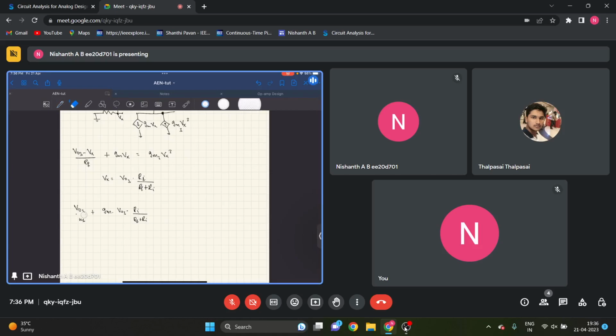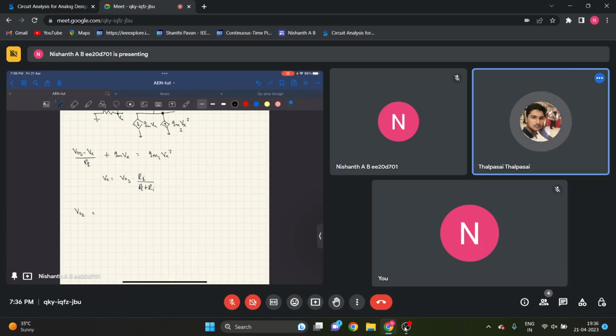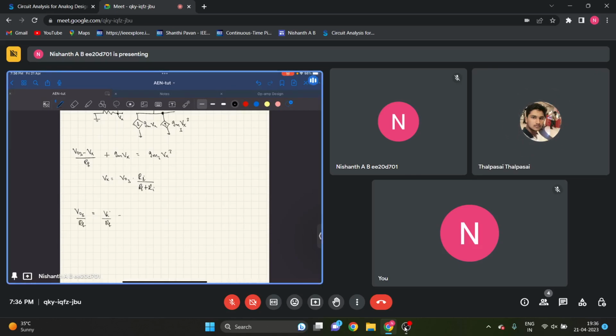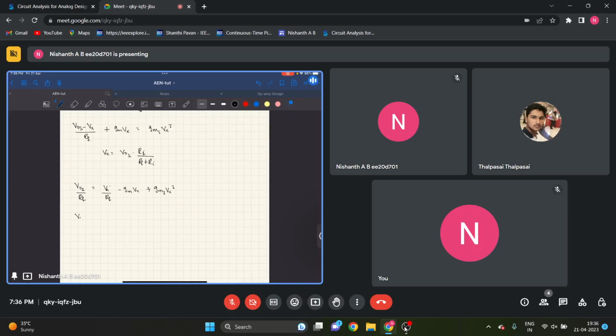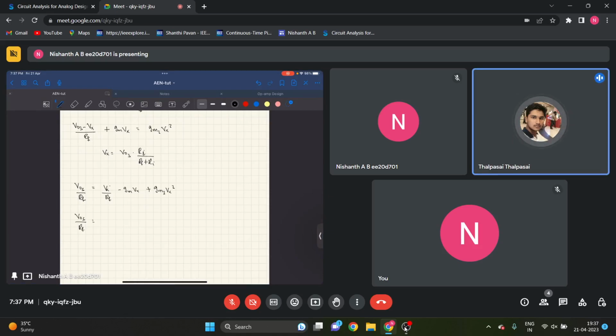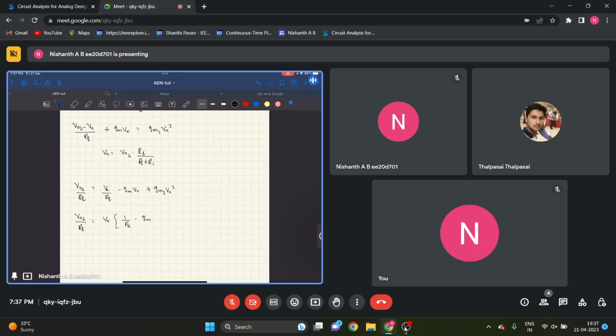Let's push all Vx to one side and do it. Okay, VO3 by Rf, and we can take a common Vx here. Vx by Rf minus Gm Vx plus Gm3 Vx cube. Correct? Yes, sir. So VO3 by Rf equals 1 by Rf minus Gm plus Gm3, we can take common.